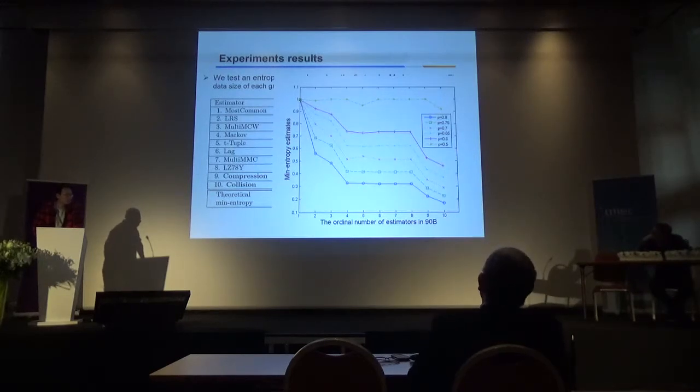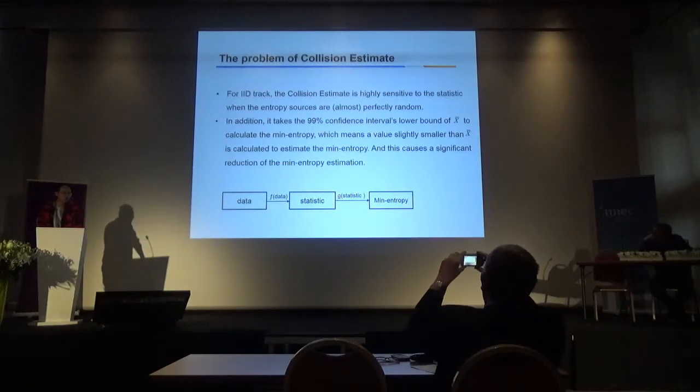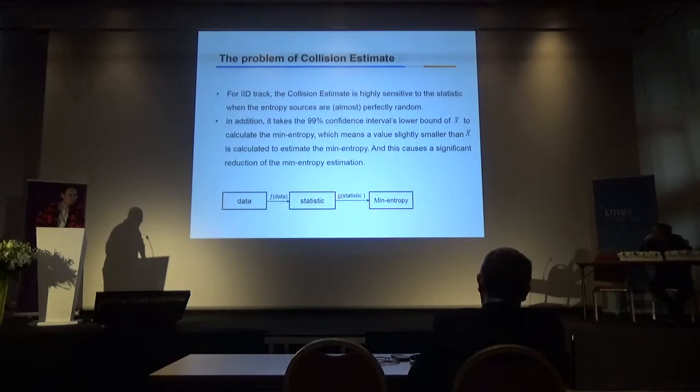estimates to the theoretical mean entropy, and the compression estimate and collision estimate have an evident reduction. This is consistent with our conclusion. We also found that the collision estimate is designed under the IID assumption, but for non-IID data, it can also underestimate the mean entropy because it is highly sensitive to the statistic when the entropy source is perfectly random.